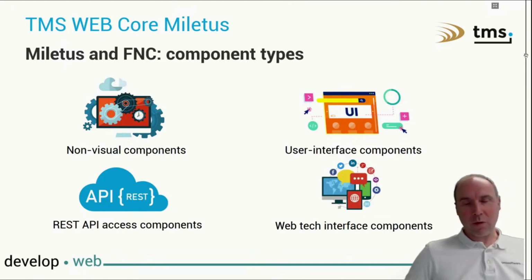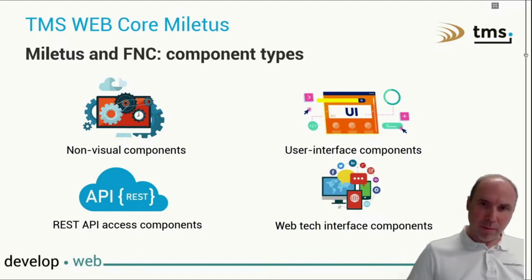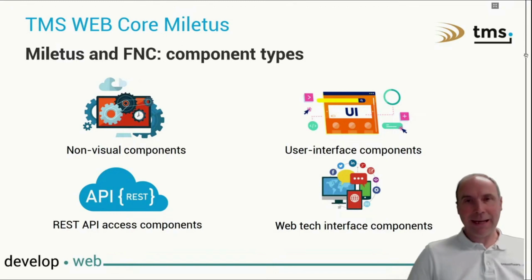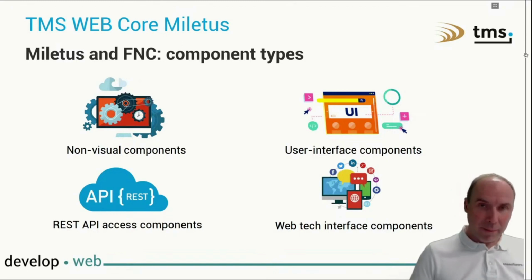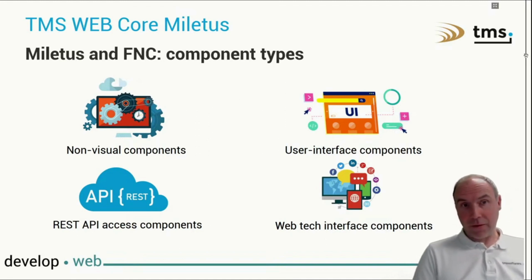And since we started developing this FNC architecture, we actually started this development back in 2016. Since we started this development, we have a wide range of components developed this way, and we would categorize them into 4 different categories: non-visual components, a lot of user interface components, also components for accessing all kinds of REST APIs, and finally components that wrap existing web technology and make it available as components for Delphi developers.